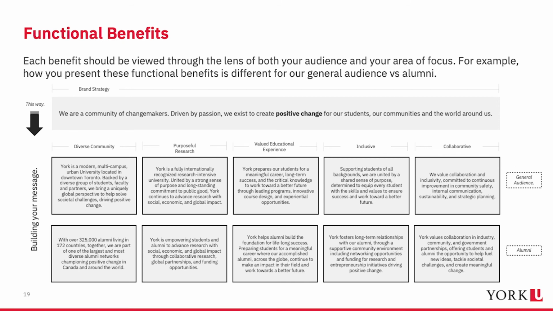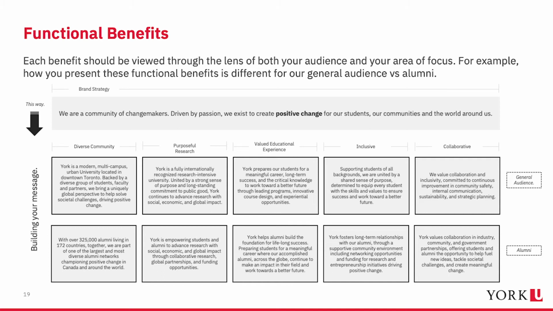Another important point is that each benefit should be viewed through the lens of both your audience and your area of focus. For example, the way you present these functional benefits is different for our general audience versus our alumni audience. Each audience has additional proof points or motivations that are specific to them, so how you communicate your message might differ slightly depending on who you're talking to and what your area of focus is.